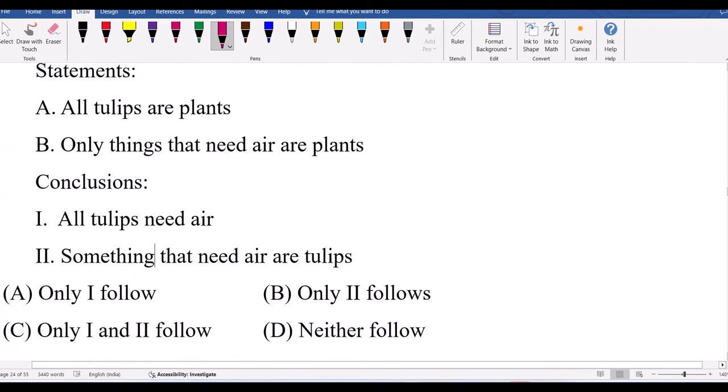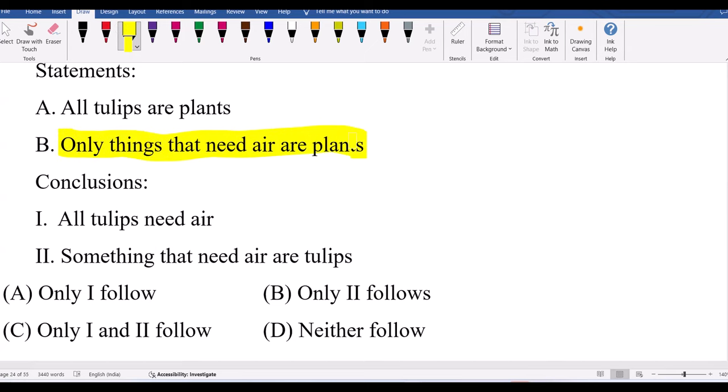Is this taking too much time or less time? There is a new term, dear. Only things that need air are plants. It's not about some; you may know about all A are B, no X is Y, some P are not Q. But here they use the word only. Only things that need air are plants. How to draw a diagram related to that?